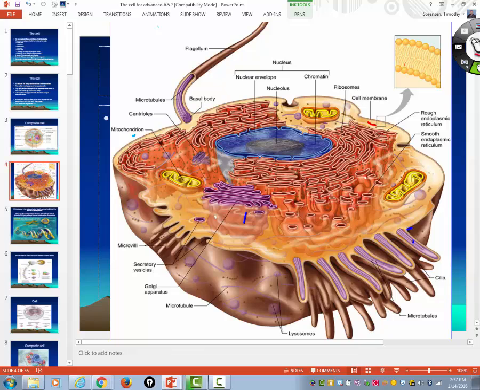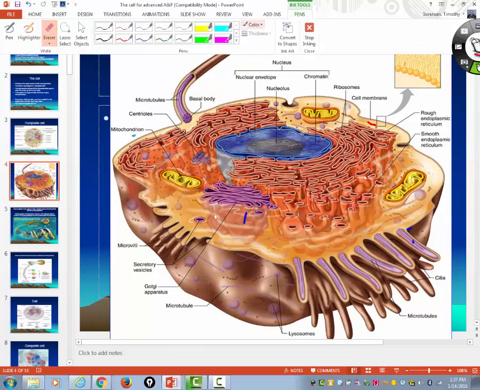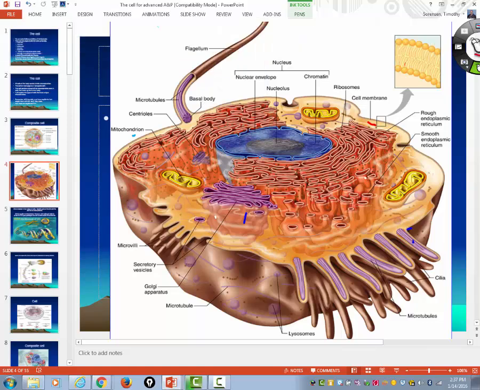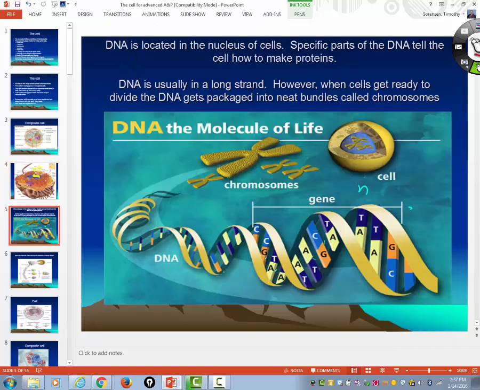All right, let's now go back a little bit to the nucleus. A couple of things, right? The nucleolus is where you make ribosomes. Chromatin is unraveled DNA. So if you look, watch. DNA is this huge big molecule that's made up of these nucleic acids. We'll talk more about that in a minute.